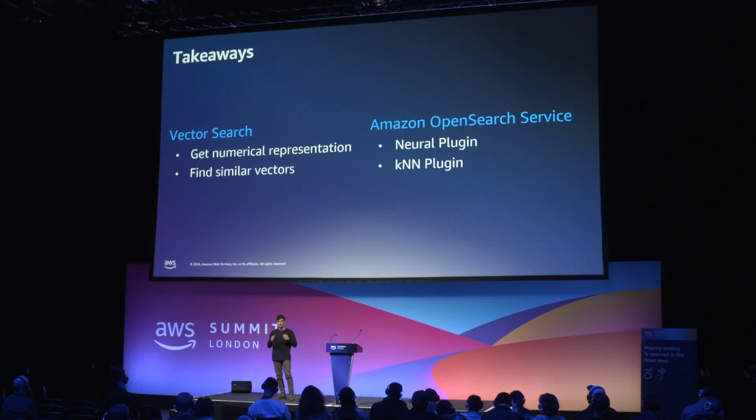The first one, that is to get the numerical representation, can be done via the Neural plugin, and we saw the different options available to implement this. And the second one, that is the actual KNN search, can be done with the KNN plugin. Surrounding all of this, I would just want to reiterate the crucial need to evaluate the search results and iterate, because building a search engine is not a plug-and-play thing to do. You need to iterate until you find the best results that you're looking for.